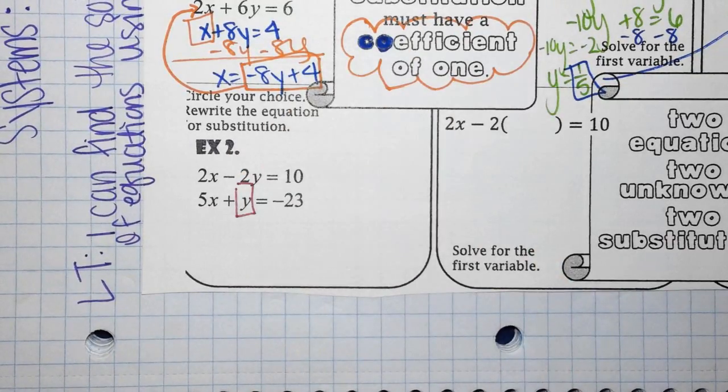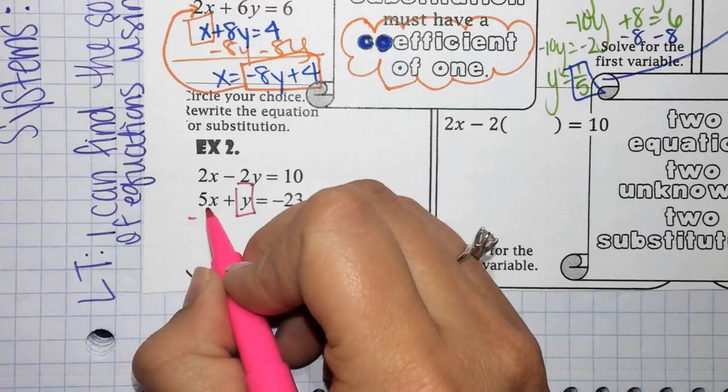Now, Rebecca, can you tell me how I'm going to get y by itself right here? Subtract 5. Yes, from both sides. Good. Take a point.